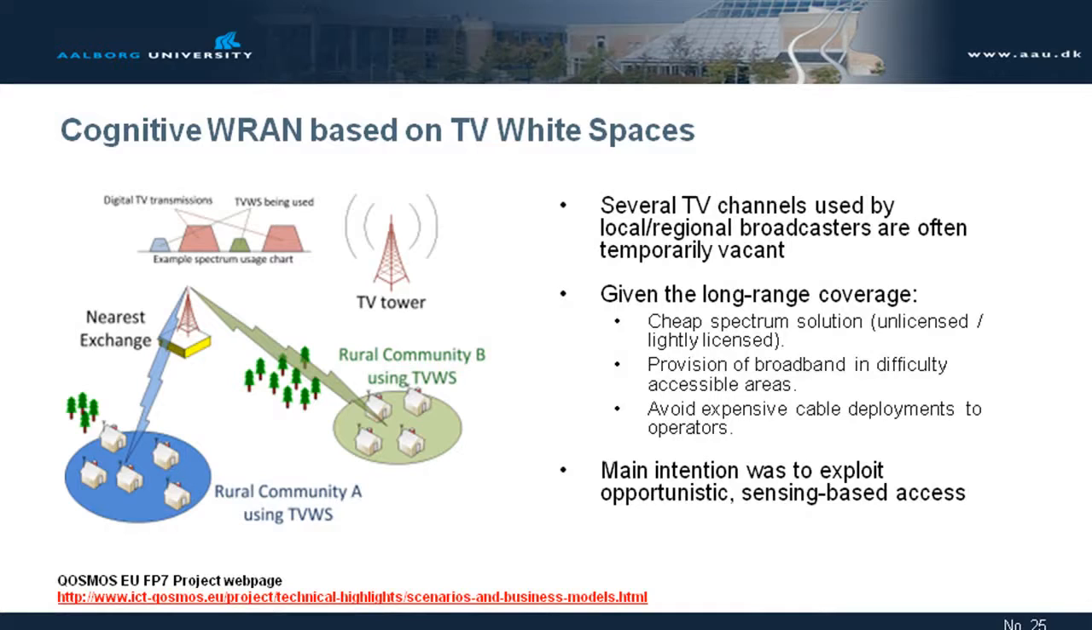But today, a very, very hot topic, and some of you probably know about it: the wireless regional area network on TV white space. White space is the specific name that has been given to these types of spectrum holes. And that's because, first of all, let's talk about the US.